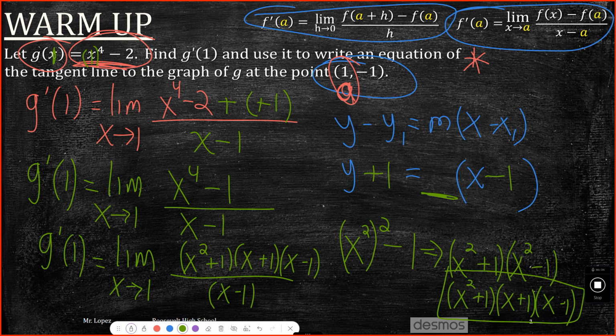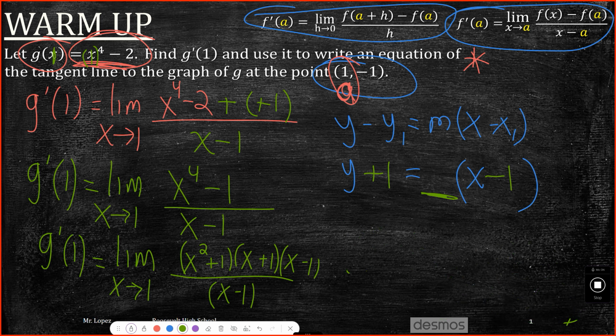What can we do now? Let me erase this because I need space. What can we do now? Cancel out x minus 1 and x minus 1, yes? Cancel out, and now I can plug it in, yes or no? If I plug it in, that would be what? 1 squared plus 1 is 2, times 1 plus 1 is 2, it would be 4, no? Yes? 4? Which then, that's the rate of change of the function at 1 is 4, and we are done.